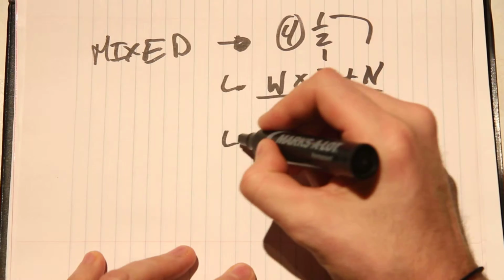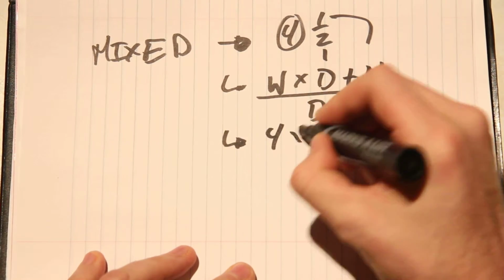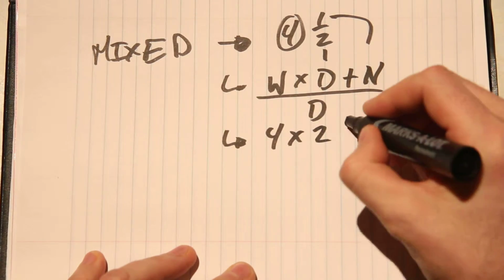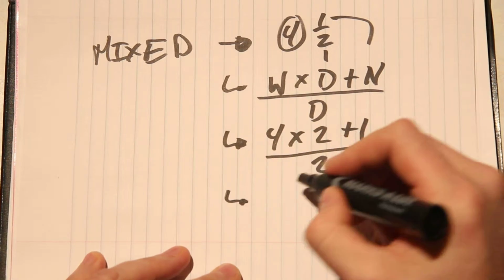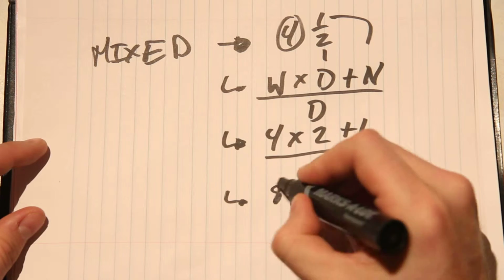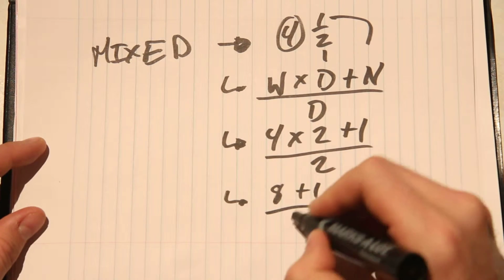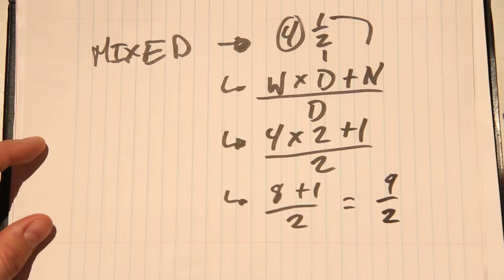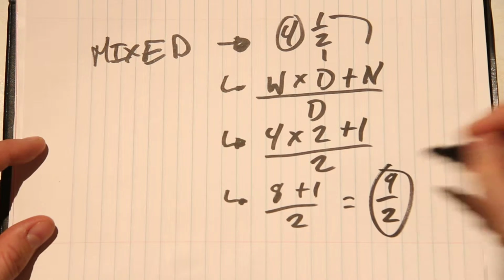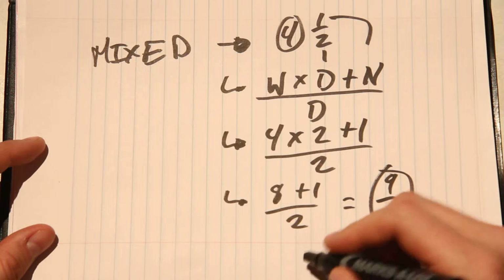So, what do we have? We got 4 times 2 plus 1 over 2. That ends up being what? 8 plus 1 over 2. And the product of that is 9/2. So that is your improper fraction.